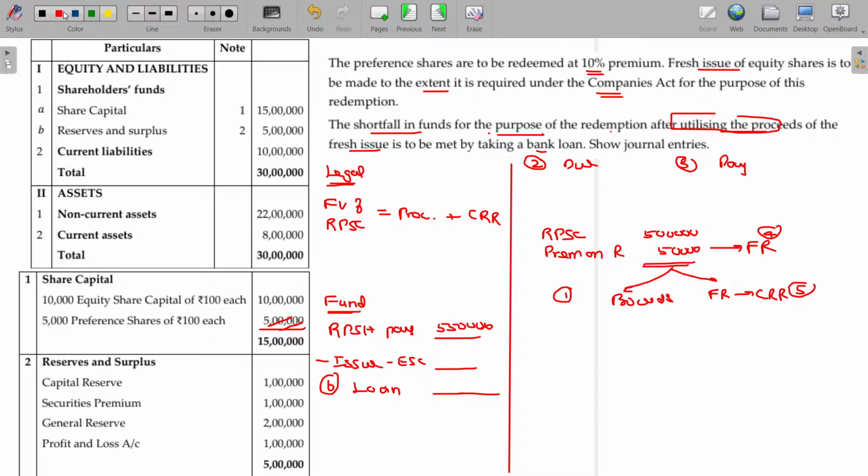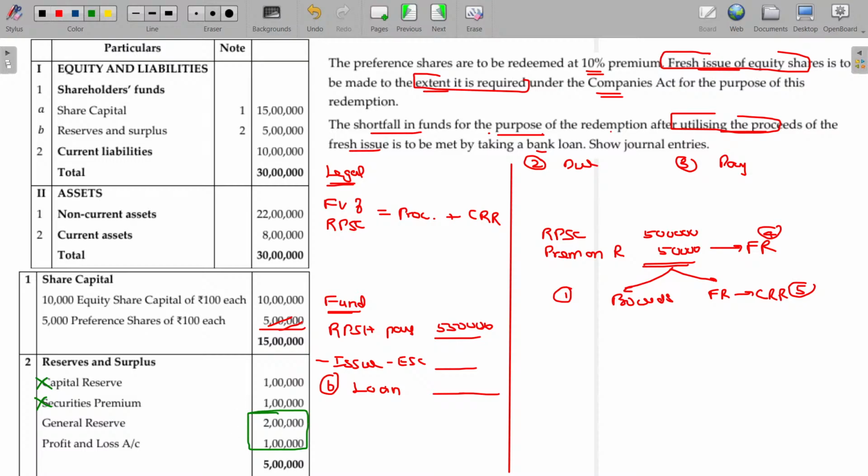Now, here the statement is very, very important. Fresh issue of equity share is to be made to the extent required. It means predominantly you depend on free resource conversion. What are the free resources we have? Capital resource is not a free resource. Securities premium is not a free resource. General reserve and profit and loss, these two are the free resources.